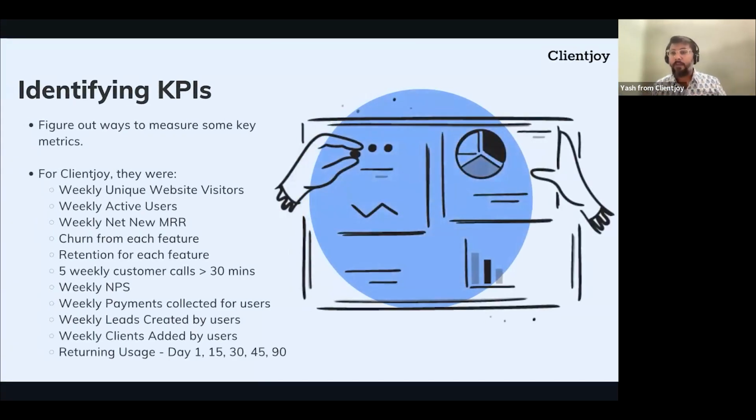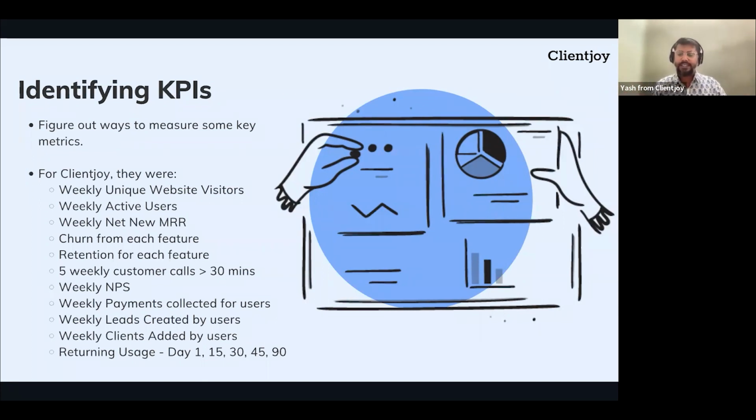We'll now talk a little bit around identifying KPIs, right? So figure out what are some of the key metrics that you should measure for each and everything that you release, right? So, I'll give you a fairly simple example of a thing that worked for us, right?